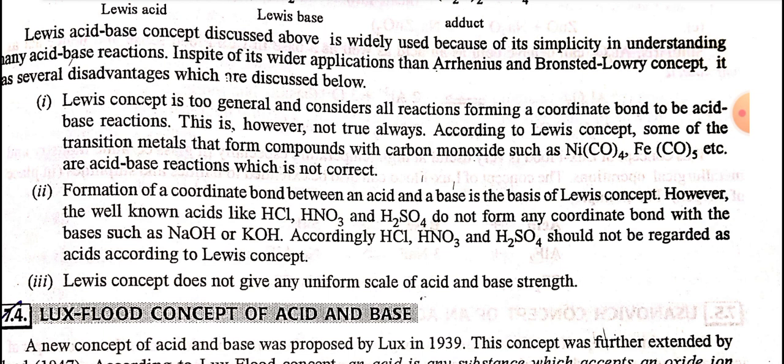According to the Lewis concept, some of the transition metals that form compounds with CO, carbon monoxide, such as nickel tetracarbonyl, iron pentacarbonyl, etc., are acid-base reactions, which is not correct. Formation of a coordinate bond between an acid and a base is the basis of the Lewis concept. However, the well-known acids like HCl, HNO3, H2SO4 don't form any coordinate bond with bases such as potassium hydroxide or sodium hydroxide. Accordingly, HCl, HNO3 and H2SO4 should not be regarded as acids according to the Lewis concept. The Lewis concept doesn't give any uniform scale of acid and base strength. So these were a few limitations of this concept.